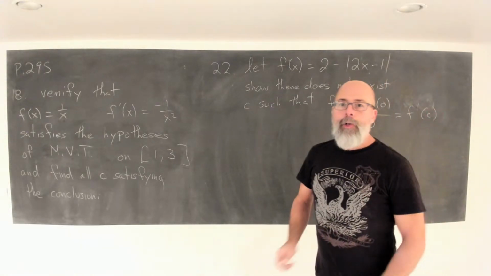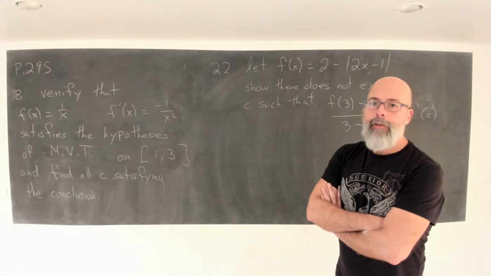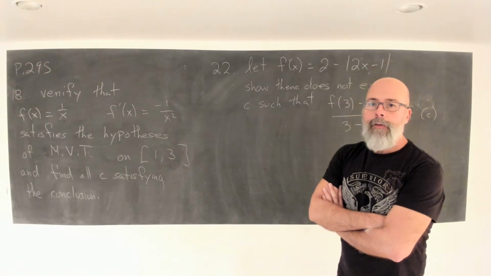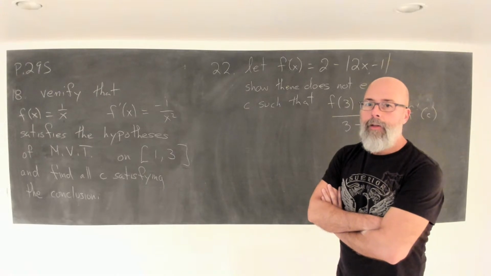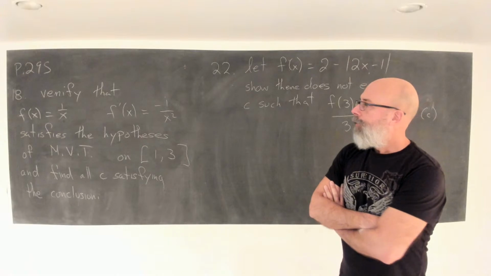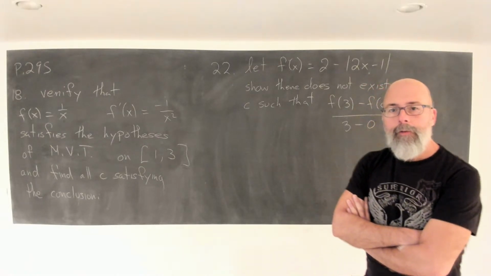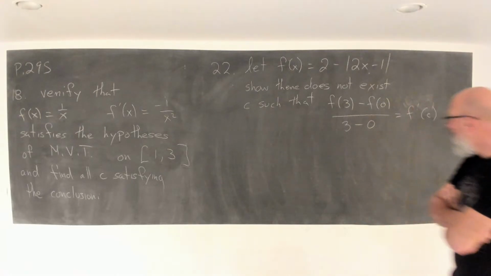Is there a special relation between the intermediate value theorem and the mean value theorem? There is not. I don't know what section that is, but it's the mean value theorem section. Still in the mean value theorem.